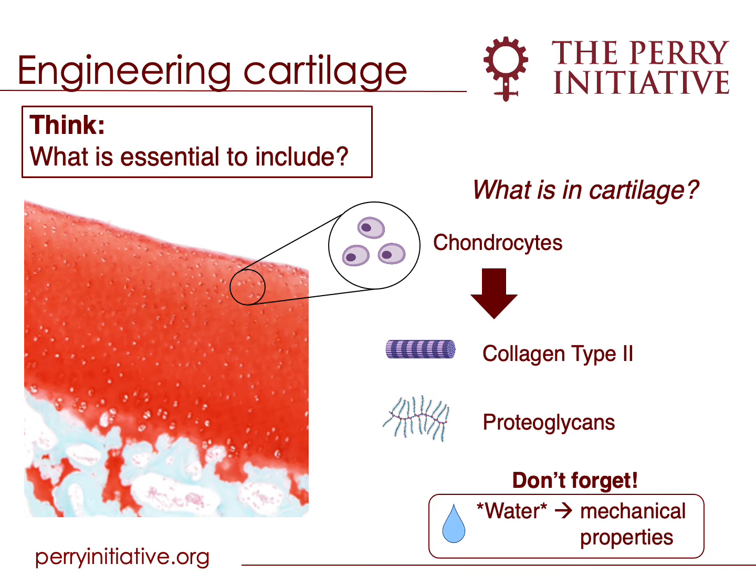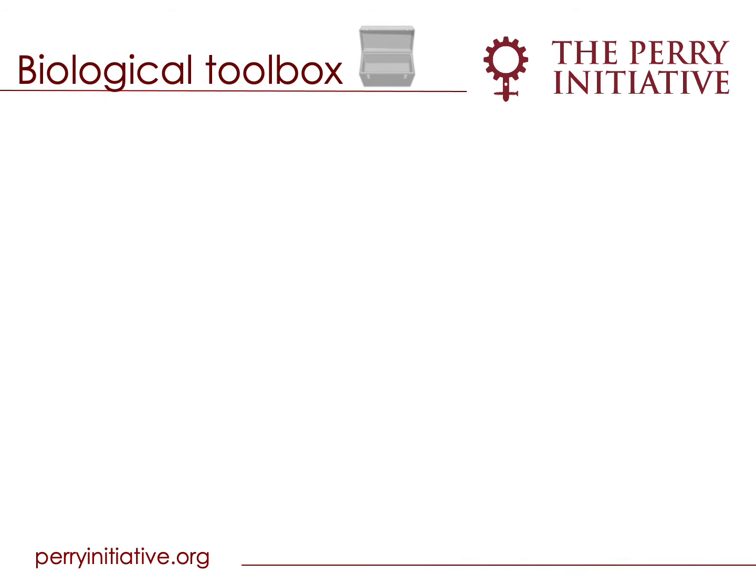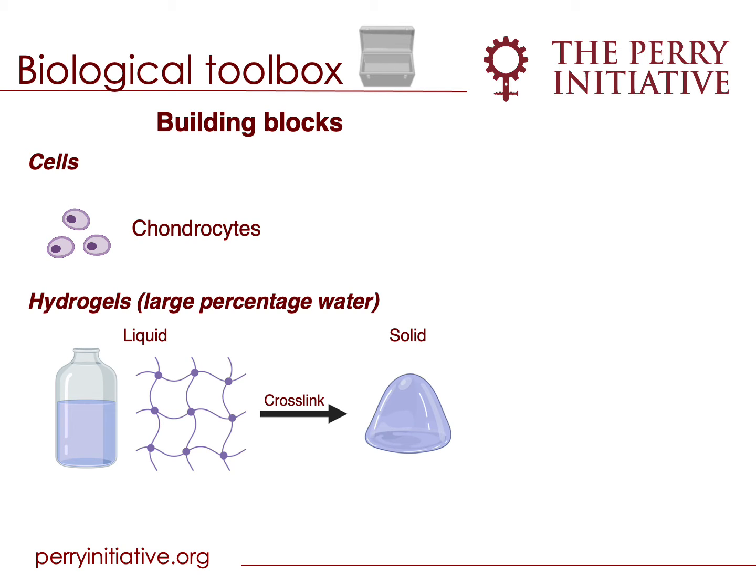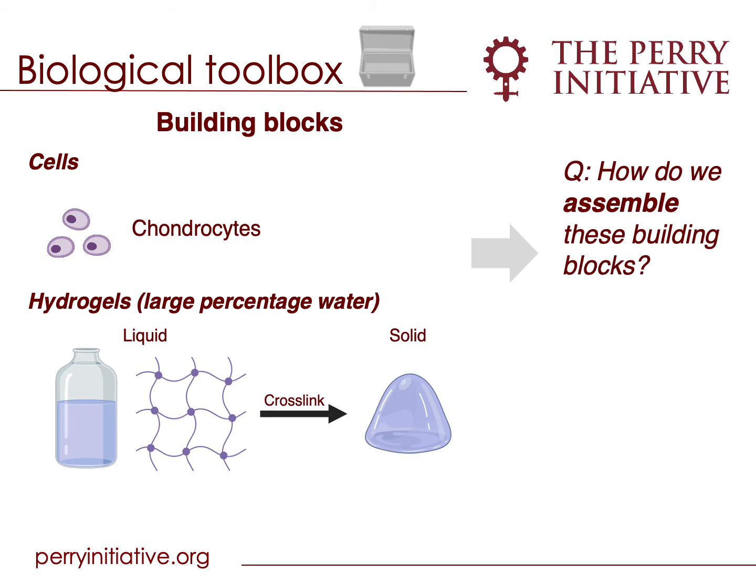mechanical properties. On the most basic level, it is essential to include cells, or chondrocytes, and some material to surround these cells and allow them to deposit extracellular matrix. Hydrogels are made of a large percentage water and commonly used as this material to surround the cells. Hydrogels are a liquid in their initial state and are able to be cross-linked to eventually form a solid three-dimensional tissue when cells are encapsulated within them.